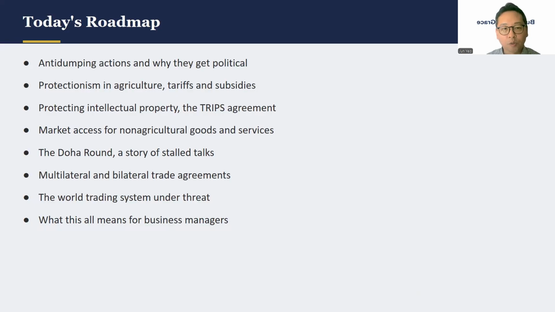So this is the roadmap for today. We have 8 main topics. First, we look at anti-dumping actions. These are actions that punish unfair pricing. Second, we'll look at protectionism in agriculture. Farmers are protected in almost every country. Third, we'll look at intellectual property. This means patents, trademarks, and copyrights.